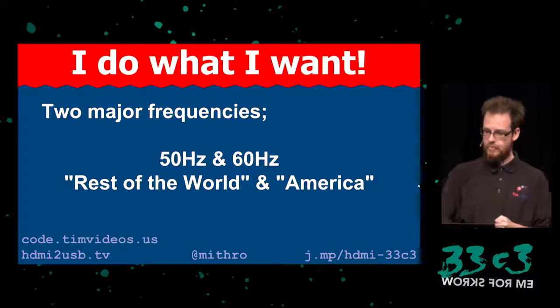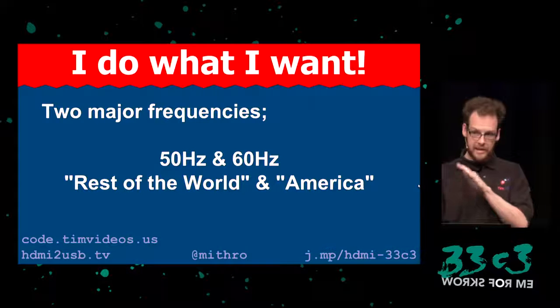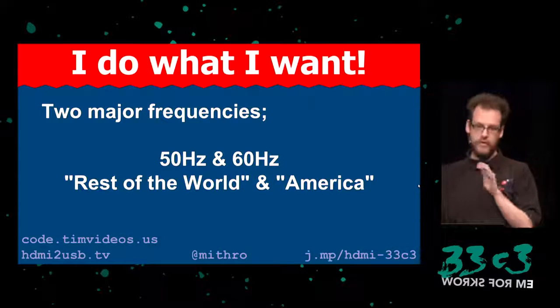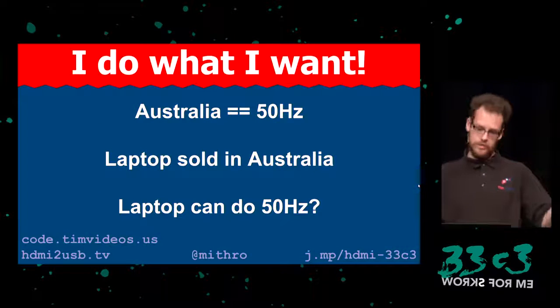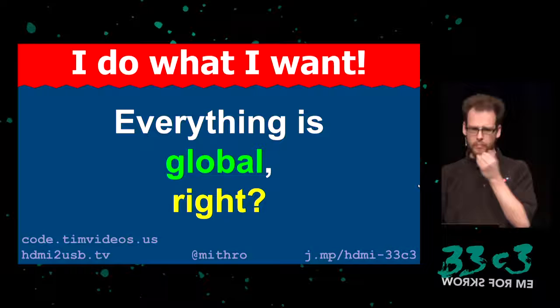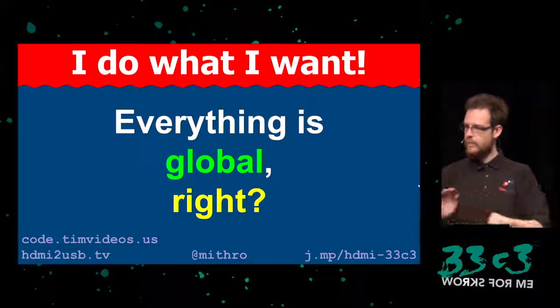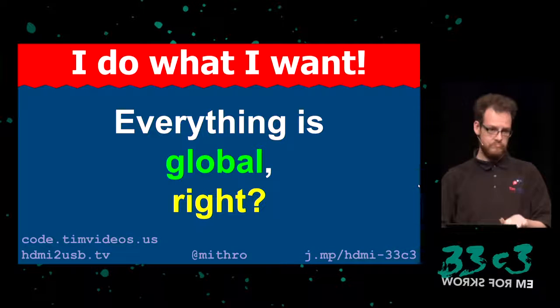To understand the cause of this, you need to understand a little bit about how the world works. There are two major frequencies in the world, 50 Hertz and 60 Hertz. 50 Hertz is mainly used in the rest of the world, and 60 Hertz is used in America and Japan and a few other places, but that's a very rough thing. Laptop, sold in Australia. Australia's 50 Hertz, it's part of the rest of the world. You'd think that the laptop could do 50 Hertz. Plus, everything's global these days, right? I can plug in my power pack for my laptop in the US or Australia. So it should work everywhere, right? No, sad.